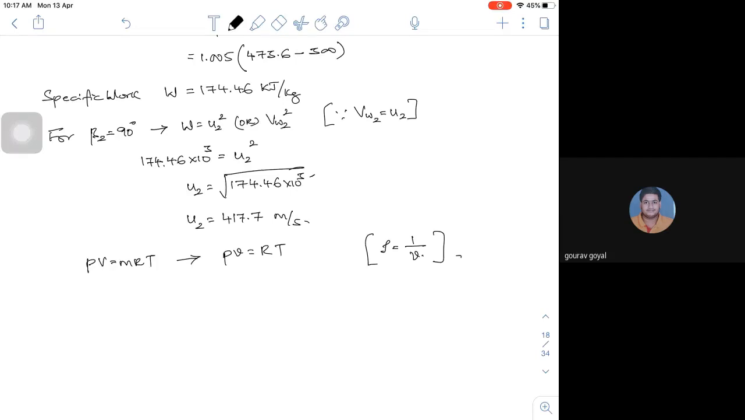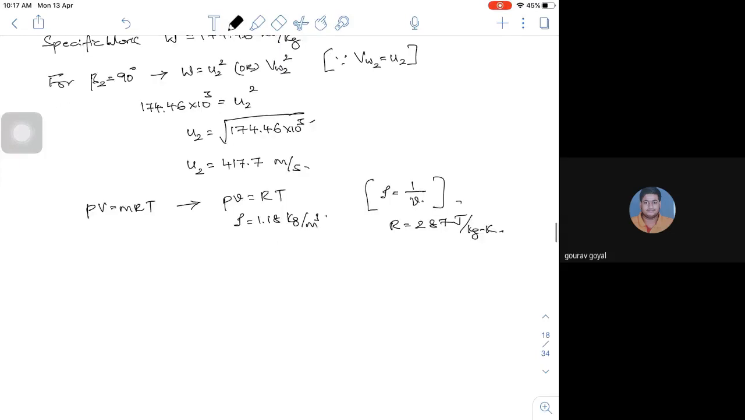What is the value of R? R for air is 287 joules per kg degree Kelvin. If I substitute in this equation, I will end up with rho roughly equal to 1.18, or 1.2. You can check it. Roughly, if nothing is given, I can go with the density of air as about 1.2. Now, as they have given the discharge to be 10 meter cube per second, I can find the corresponding mass flow rate.